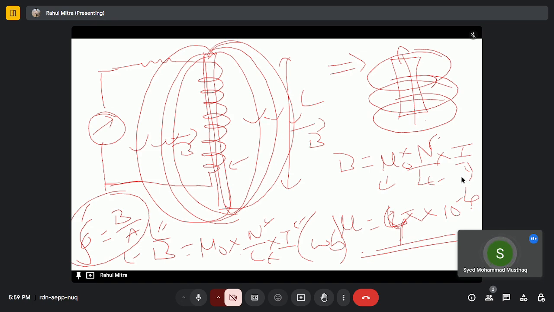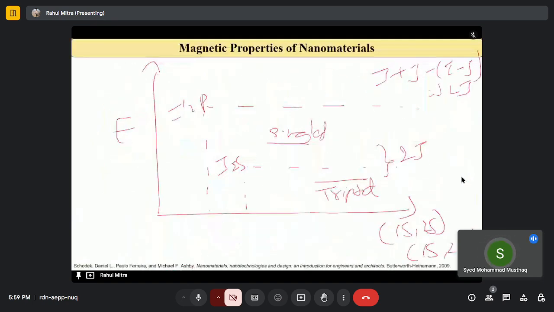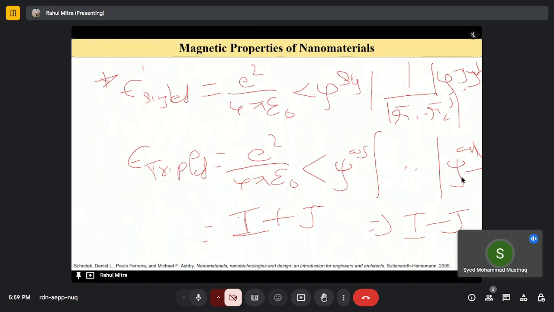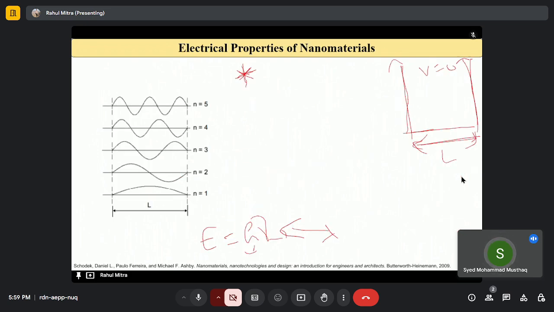That's all for today. So far we have discussed the thermal properties, electrical properties, and also bits and pieces about the magnetic properties of nanomaterials. So in the next session we will go through the magnetic properties along with the optical properties.